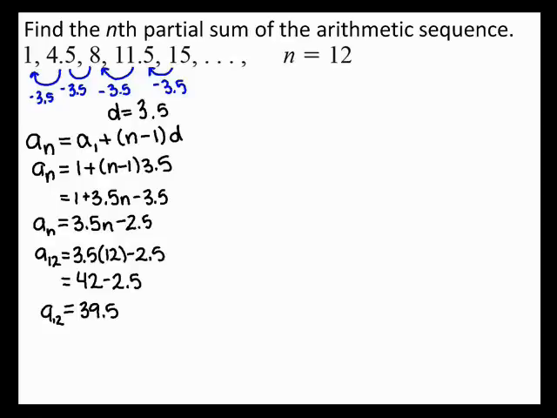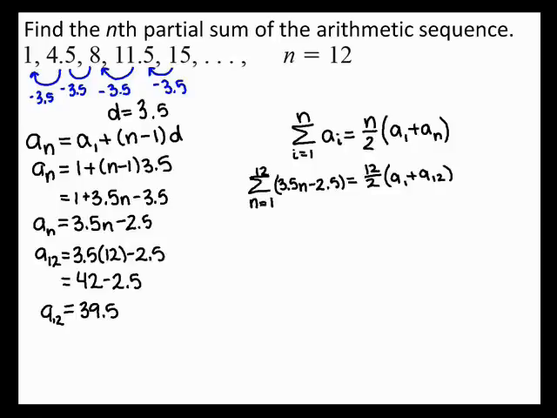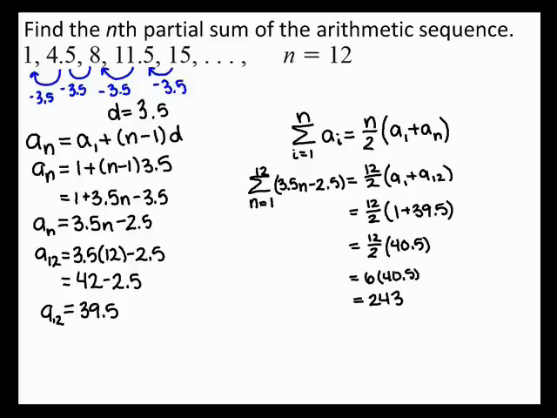Use the nth partial sum formula. Substitute 12 in for n. Substitute 1 in for a sub 1 and 39 5/10 in for a sub 12. Simplify 1 plus 39 5/10. Simplify 12 divided by 2. Simplify 6 times 40 5/10. You find that the 12th partial sum of the arithmetic sequence 1, 4 5/10, 8, 11 5/10, 15 is 243.